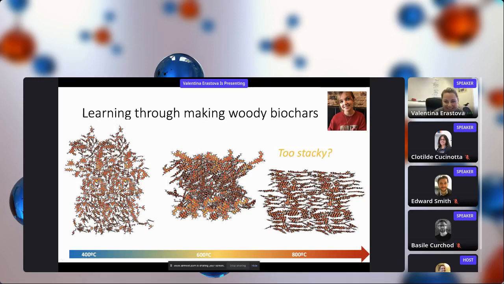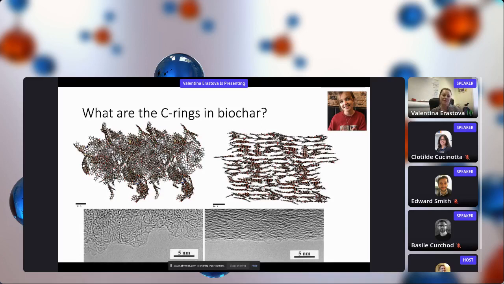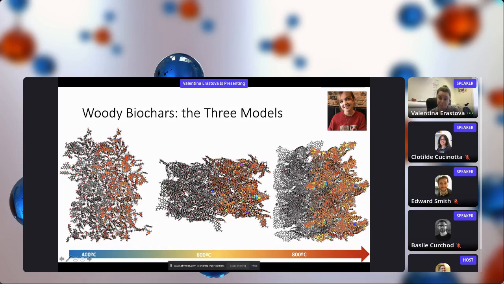And then we looked into some TEM images, looking at the different pyrolysis and different conditions and what it looks like, to understand what structures it would have. And we concluded that we need to introduce different functional groups and different ring sizes here to be able to get similar morphology, similar curvatures and gaps within the materials, comparing the two. And that results in those three structures produced at different temperatures. So far, this is the best guess of a chemist of what's going on inside the char.